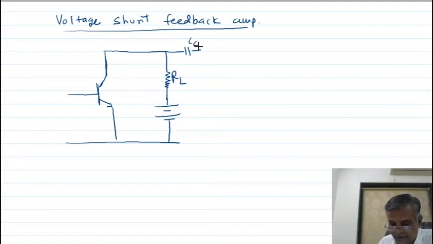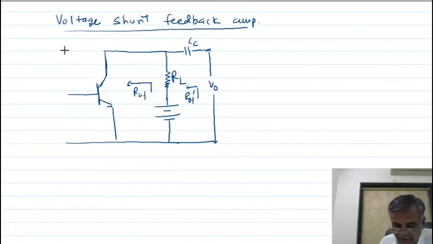This is a coupling capacitor. This is Vo. From this you are looking, it is ROF dash. This is ROF. From this you are giving to the input, the feedback is given to the input. This is your feedback current. This is your resistor RB.